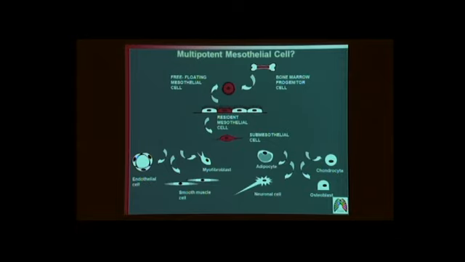So you can see that mesothelial cells are more than just a cell which provides a slippery surface. They have many different functions. One of them may be as a progenitor or stem cell, which may be important in the repair process, not only for themselves, but in the whole serosal cavity.